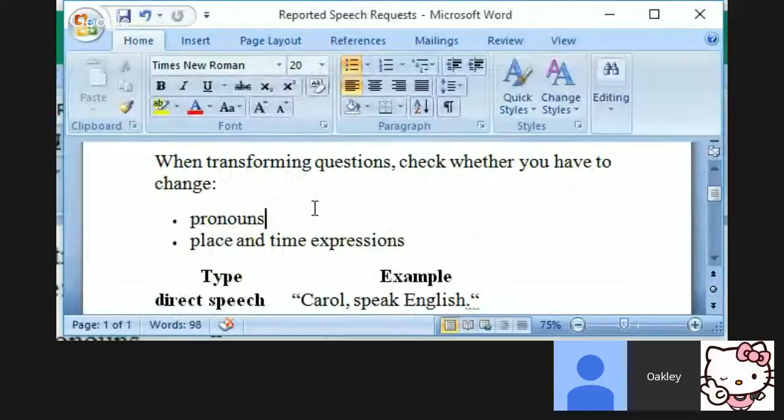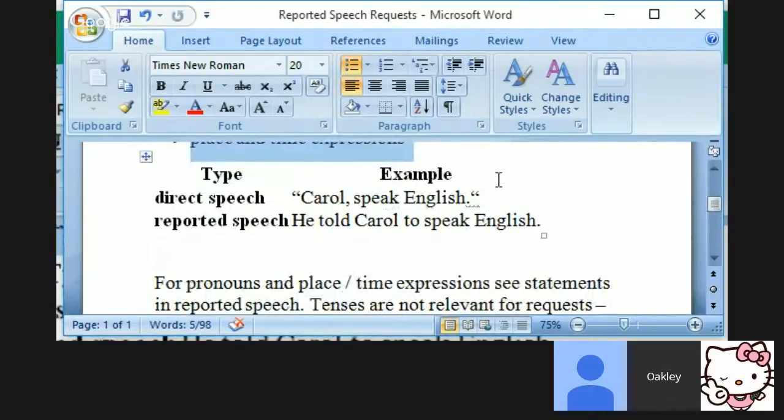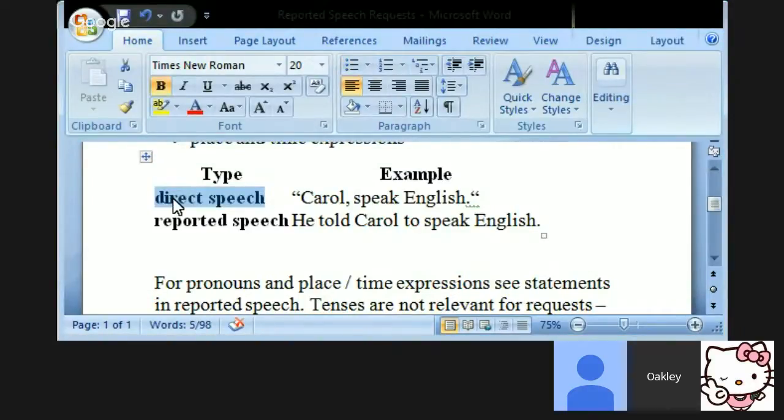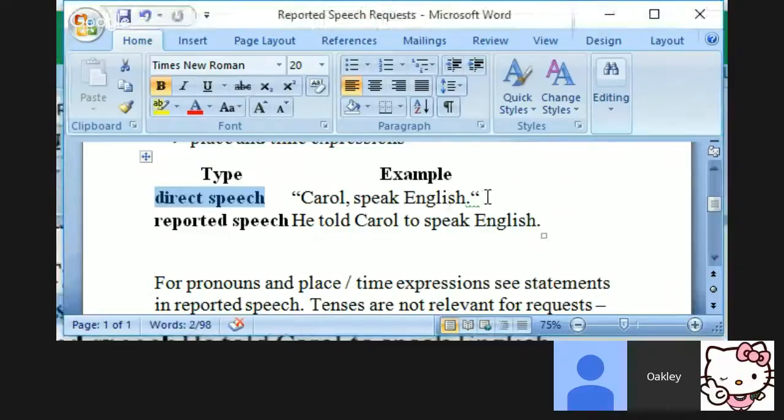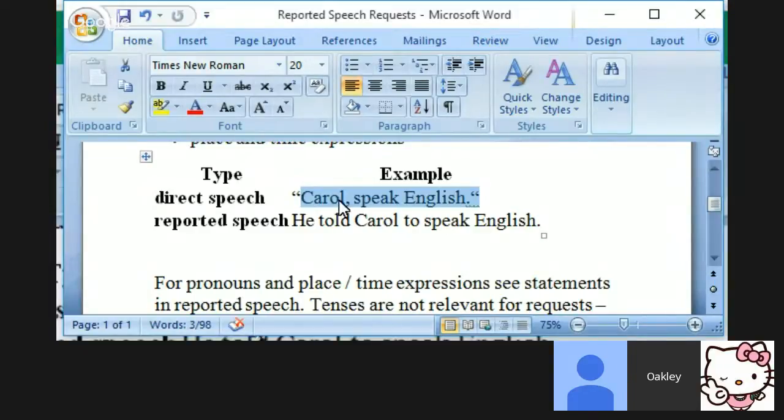Okay, transforming questions or question requests. Check whether you have to change the pronouns, as I just mentioned. Possibly, I did not mention, you might have to change place and time expressions as well. Let's look at an example of reporting a request. If the direct speech, that is what was initially said directly, is "Carol, speak English." That sounds like a command to me more than a request, but okay. In reported speech, we would say, for example, he told Carol to speak English.